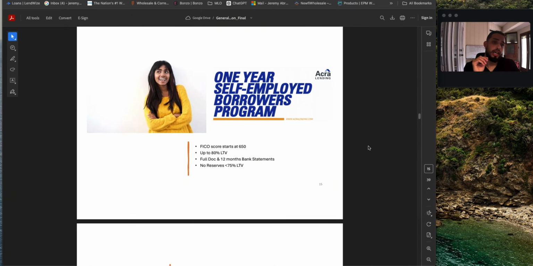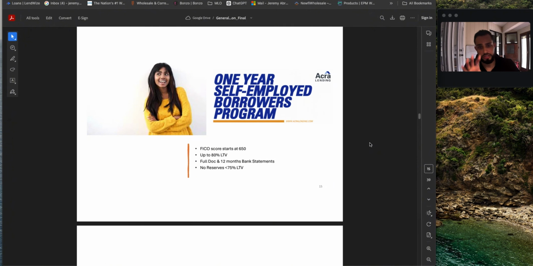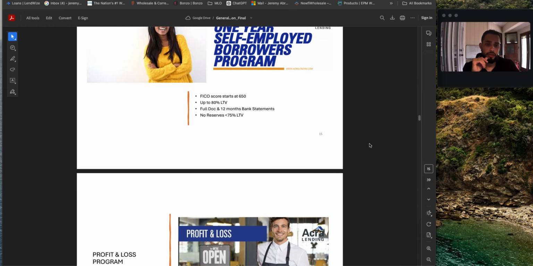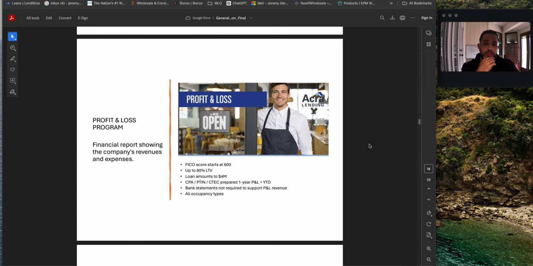Okay. 1 year self-employed program or borrower's program. A lot of times, whenever you're self-employed and they're looking at your income, they want to make sure you have at least a 2-year work history, right? 2 years of owning your business. Here, all you need is one. There's a conventional loan where you only need 1 year, but this one is just 1 year self-employed as well. Okay. This is full doc and going bank statements as well.